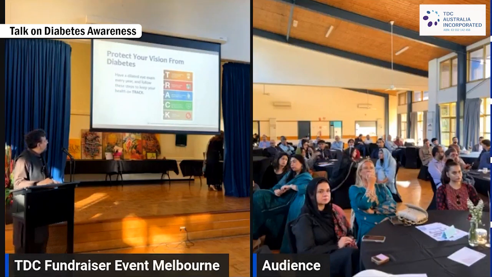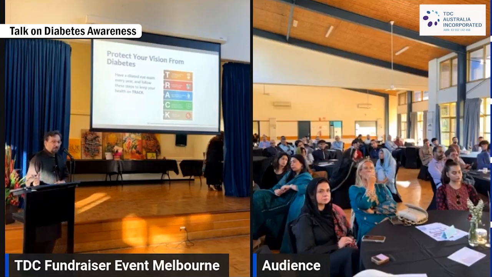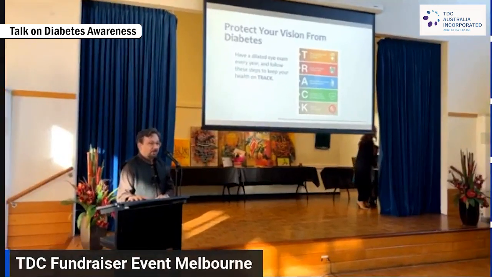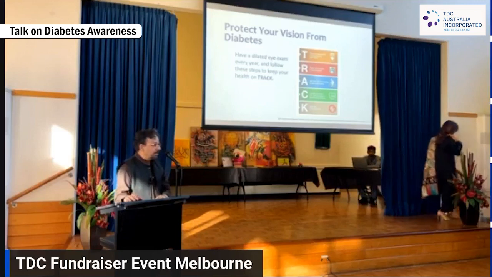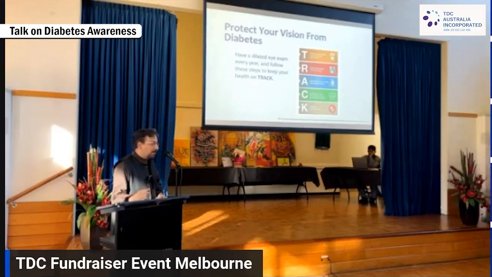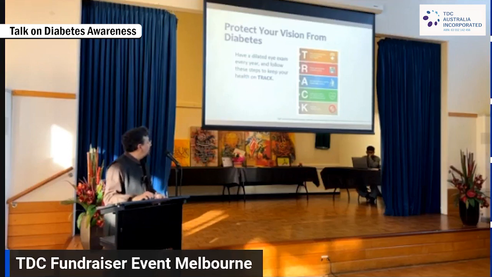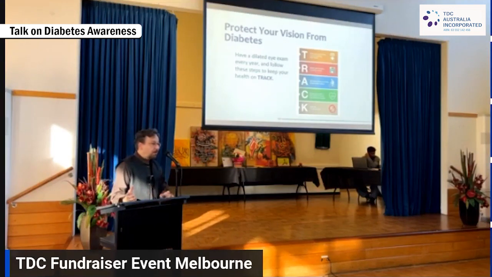Now, we have to control diabetes, we have to control blood glucose levels to prevent complications. And as I mentioned earlier, the eye is one of them, and blindness is a complication of diabetes. So yearly eye checkups are very important, and people who have diabetes should be aware of steps to take to keep their health on track.